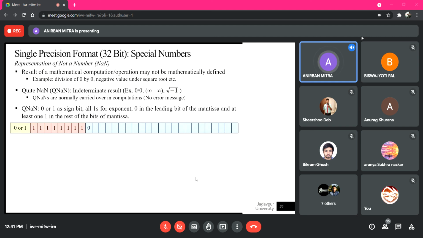Depends on the sign, whether you have a 0 or 1 in the sign bit. Exponents are all ones, and there would be a 0 in the leading bit of the mantissa, and at least 1 in the rest of the bits of the mantissa. There would be at least 1 one. There could be so many zeros over there, but a single 1 is required. So that represents a QNaN.